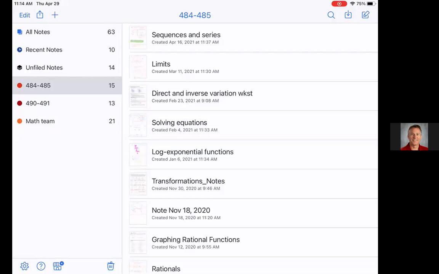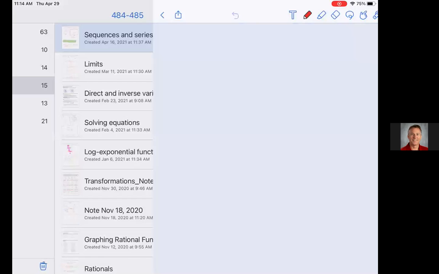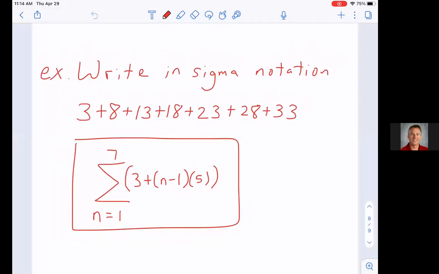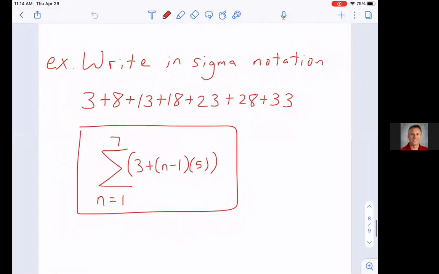So like I said, we're going to continue to grow off of this sequences and series. I'm going to explain what a series is today. So I'm going to open up that part of our notes. And in our last class, this was the last thing we did. We were talking about sigma notation.